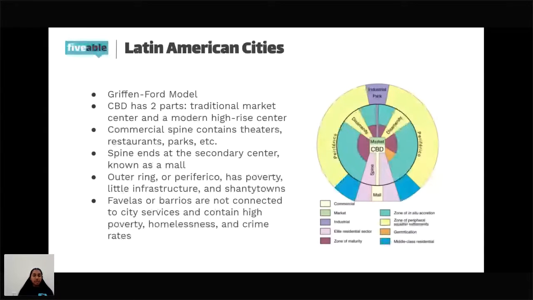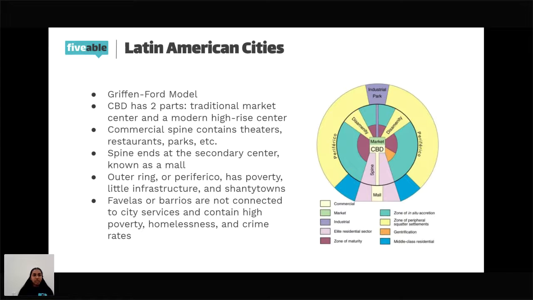And if you look at this picture, the spine ends at this secondary center. So it kind of is an outlying business district, and it's called a mall. I don't know if it's an actual mall, but it's just called a mall. And the outer ring, or the periférico, has poverty, little infrastructure, and shanty towns. So this is where the lower class people live, and all the slums and stuff. Yes, Latin American cities. These are the ones in South and Central America.